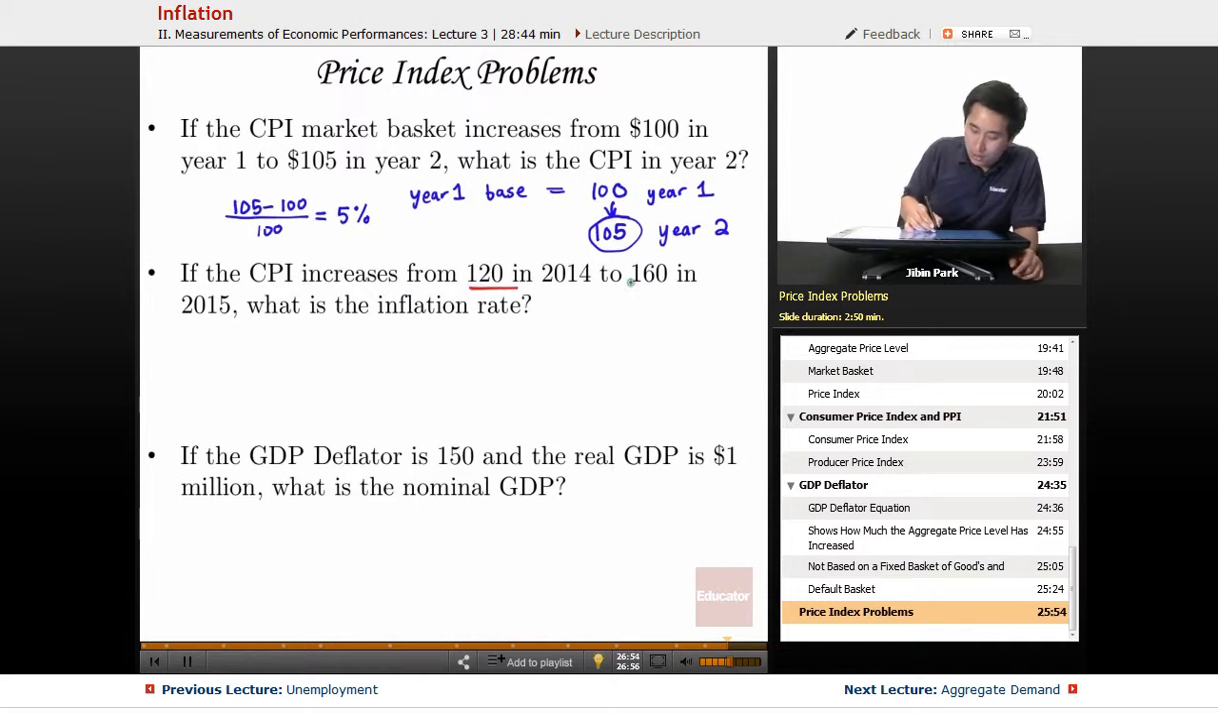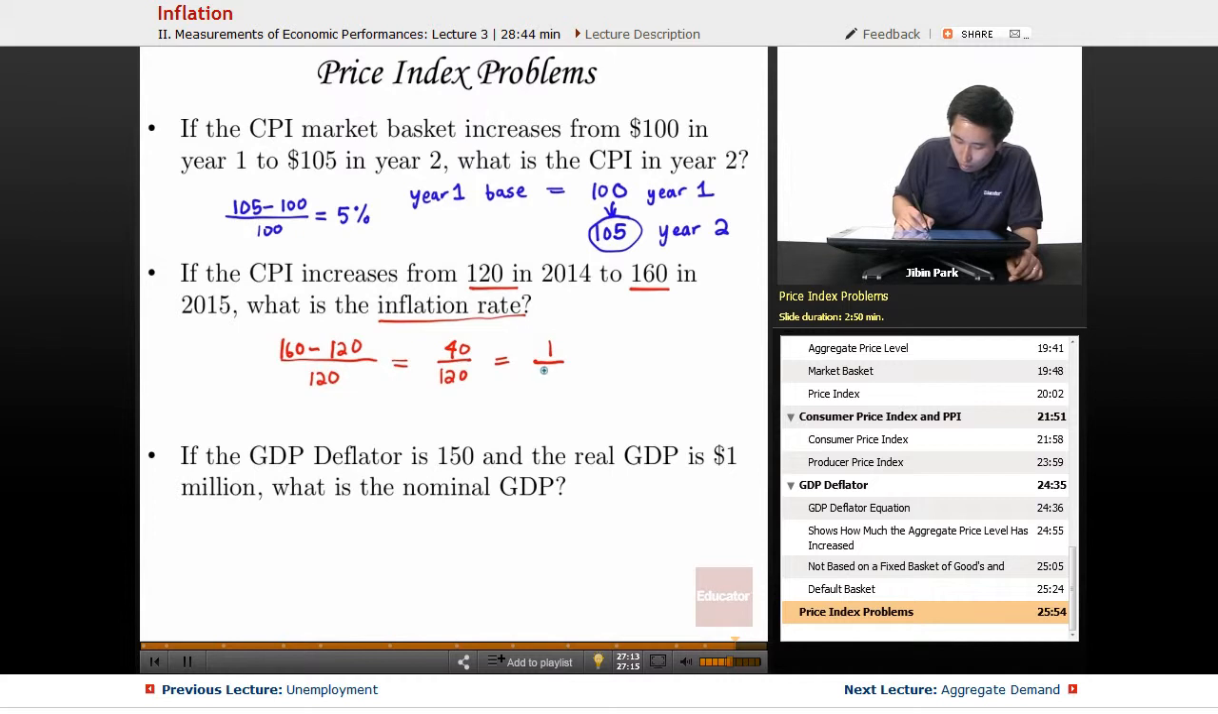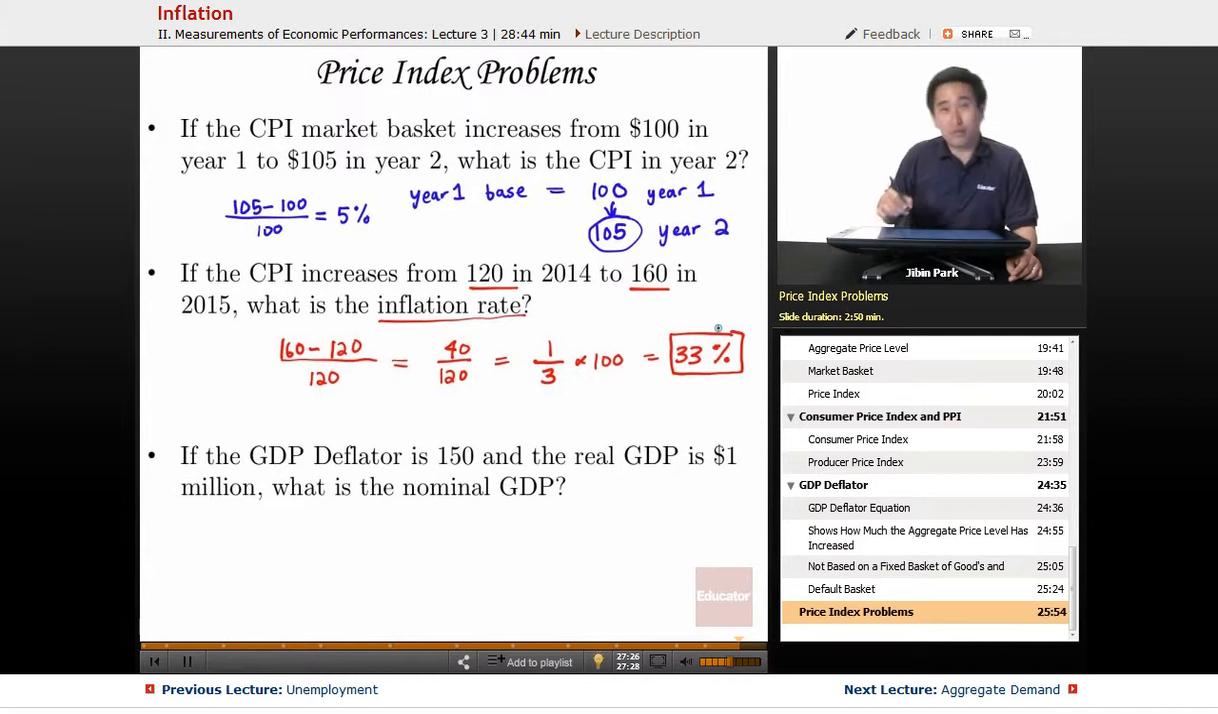Okay, if the CPI increases from 120 in 2014 to 160, what is the inflation rate here? Well, again, you take the index in year 2, 160, minus what was in year 1, 120, all over 120, and then you get 40 over 120 equals 1 over 3. Okay, 1 over 3 times 100, and you get an inflation rate that's pretty high, 33%. That's pretty high for an inflation number here.